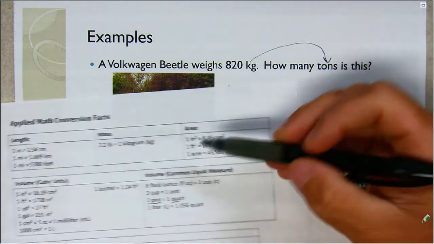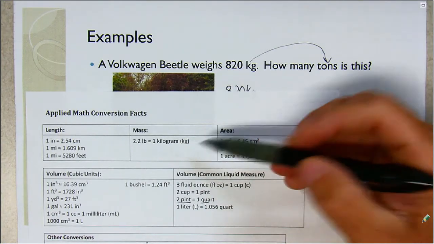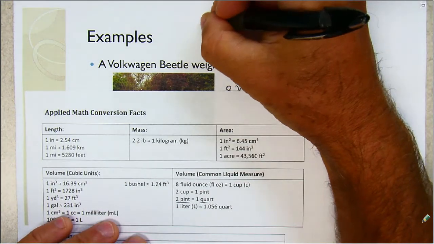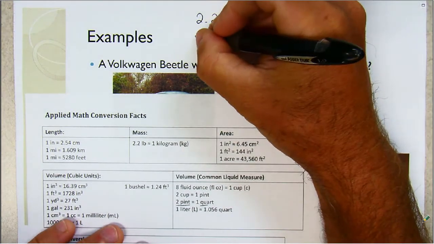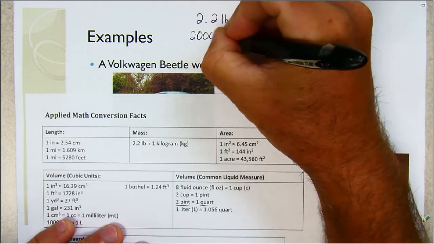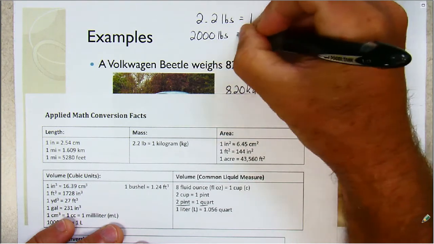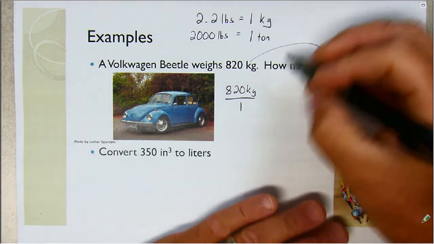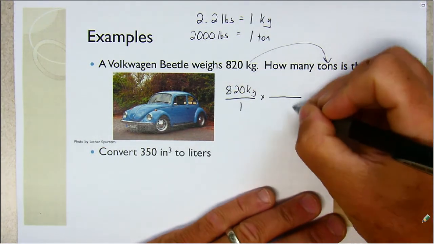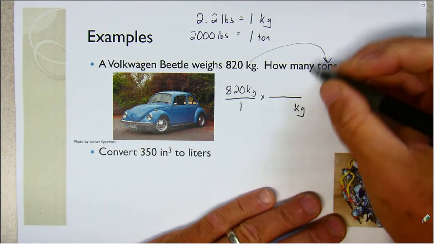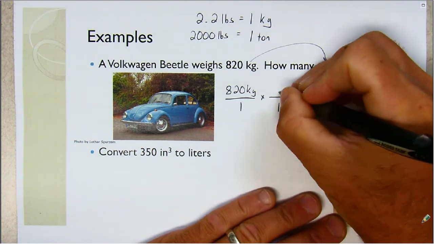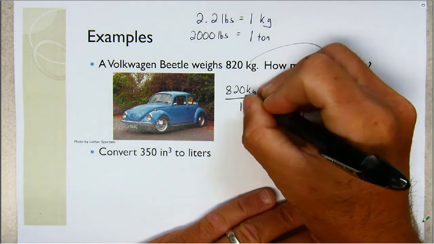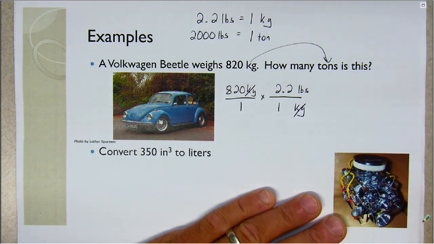We already saw that 2.2 pounds is 1 kilogram. We can use that fact. And we also know from the common facts that 2,000 pounds is equal to 1 ton. So that's what we need. We'll set up our trades. First, we're going to trade kilograms for pounds. 1 kilogram is 2.2 pounds. That makes the kilograms go away.